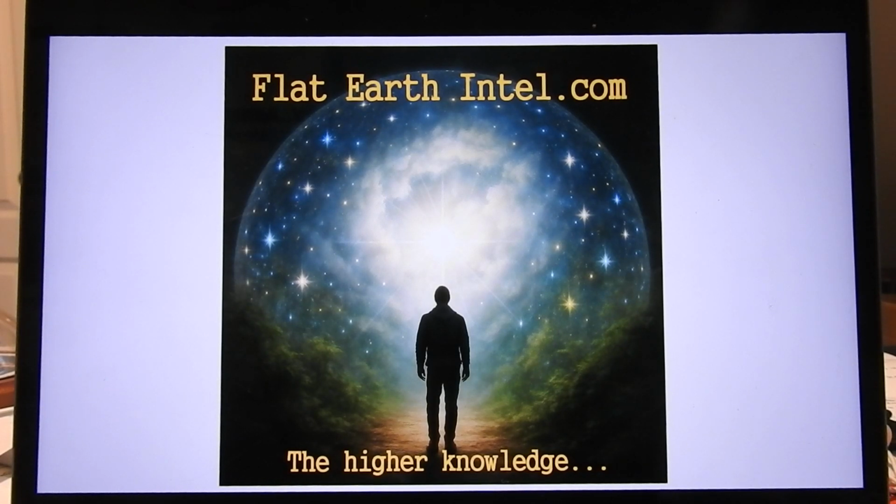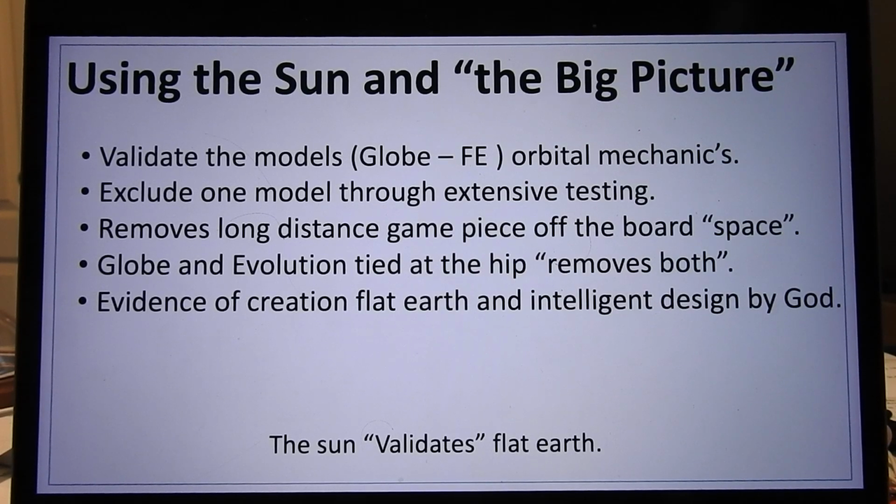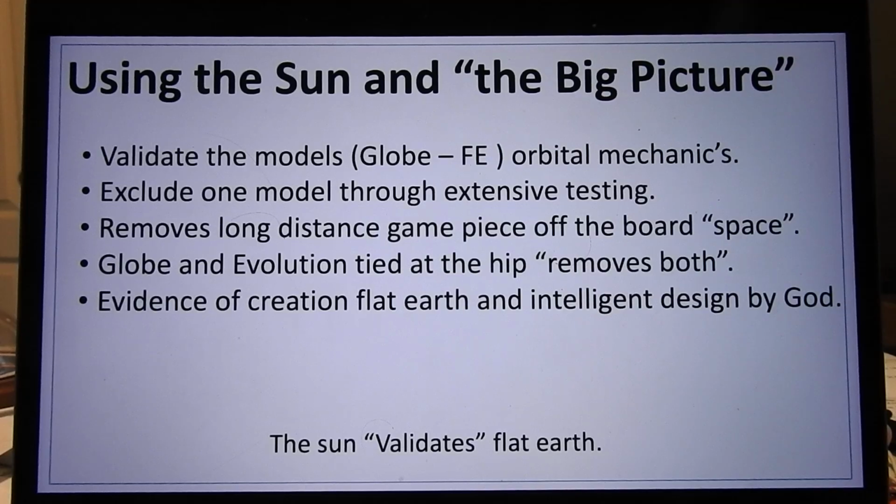Today we're going to talk a little bit about using the sun in the big picture and how it relates more or less to the Bible. We're going to talk about a few things, but why we want to use the sun. You can validate both the globe and the FE models using the sun, testing the model's orbital mechanics. Through that, we want to exclude the one model through extensive testing. In other words, we want to remove the one model that isn't valid.